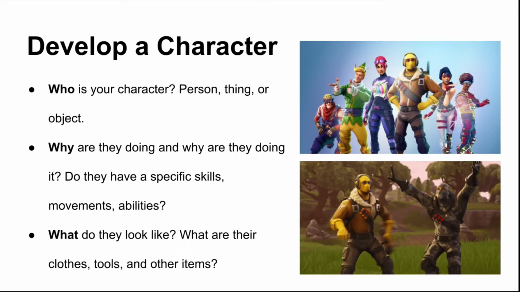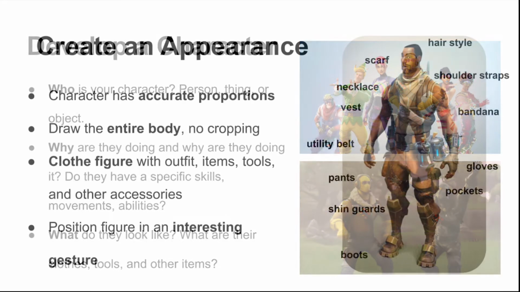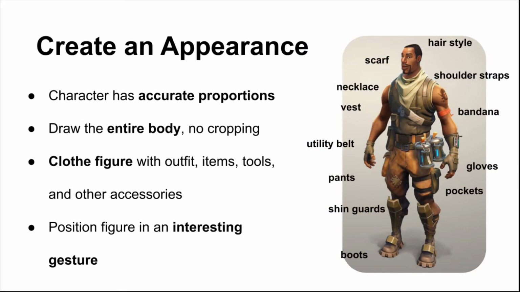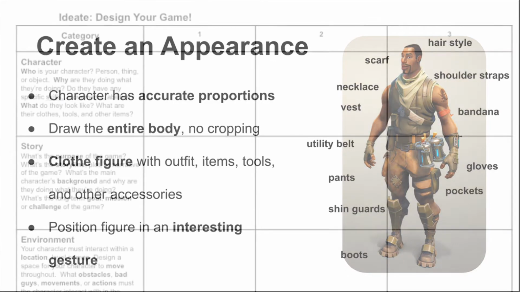Next is developing a character. Who is your character? Is it a person? It could also be a thing or an object. What are they doing and why are they doing it? They need to have a purpose that ties into the story or the mission of the narrative. Does the character have specific skills, tools, or abilities that allow them to perform the task at hand? Now remember, your character does not have to be a person, but if it is a person, please make sure that you have details on them, like clothing, outfit, items, tools. Make them as detailed as possible.